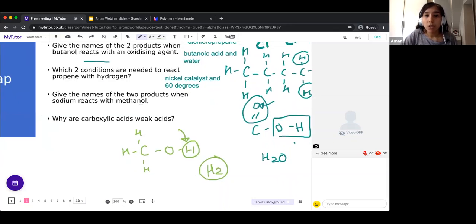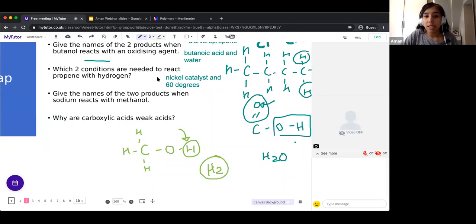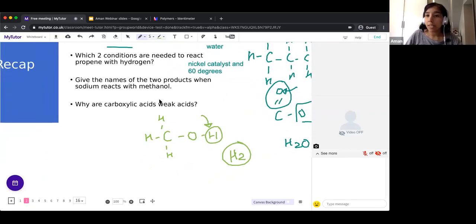Okay, the final question, why are carboxylic acids weak acids? Yes, this is a year 11 topic. So does anyone remember, why are carboxylic acids weak acids? Excellent. Someone said it only partially ionizes. Brilliant. Yep. So remember, most acids will ionize.